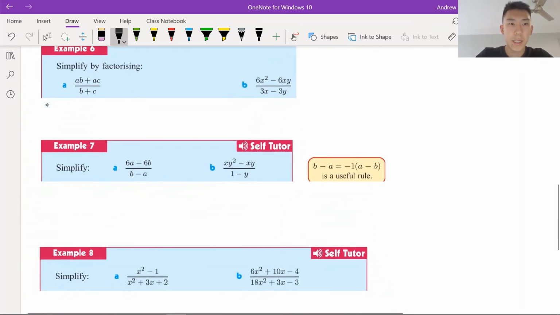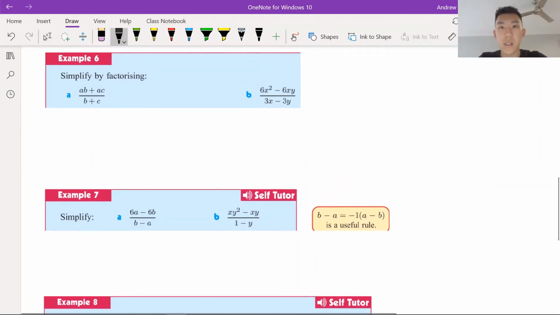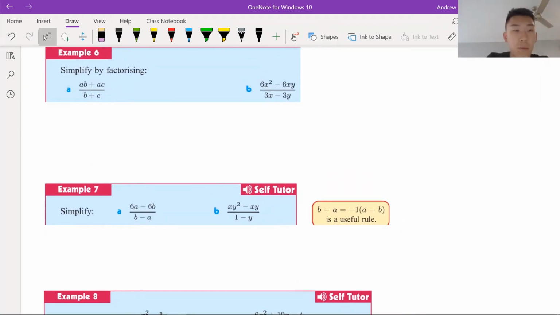Let's do 6 now. Okay, so now we don't have numbers, we just have a bunch of variables. Common factor in the numerator, factorize A, so we get A outside of B plus C over B plus C. Now that B plus C is a factor, that can go, and we're left with A. Now let's do B.